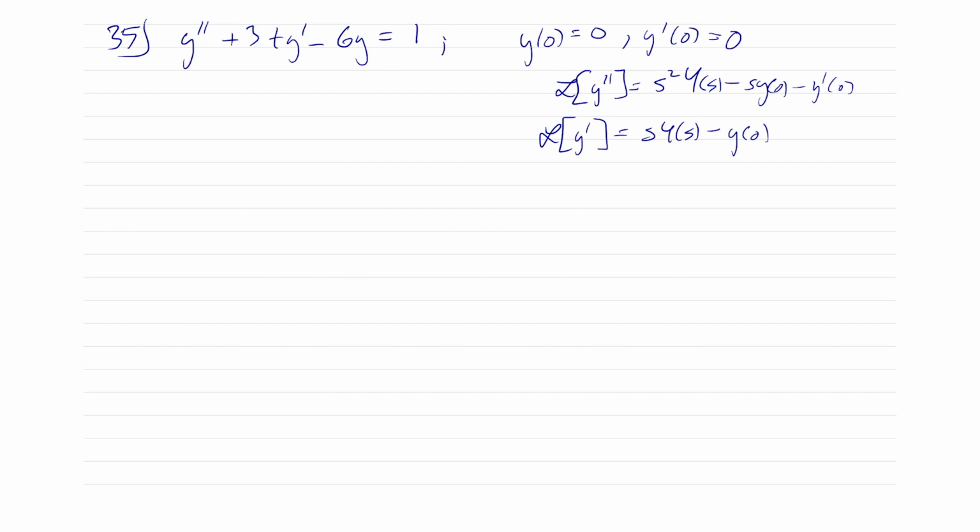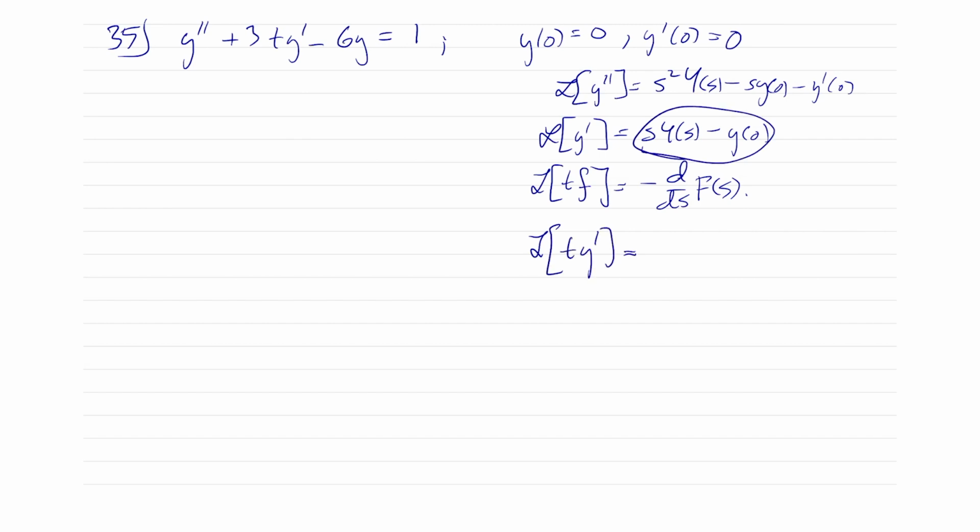But what we do know is if we take a Laplace transform of t times, say, some function f, then this is going to be minus d by ds of F of s. So that means that the Laplace transform of t times y prime is going to be minus the derivative of whatever this is. So it's going to be minus d by ds of s Y of s minus this constant y of 0.